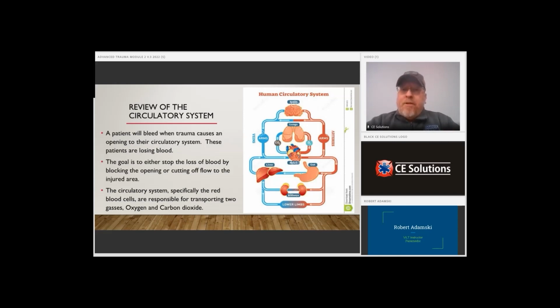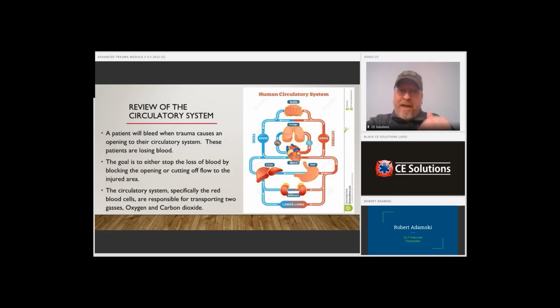Now, it should be noted that when we're talking about arteries and veins, remember, arteries always go away from the heart. Their blood flow always goes away from the heart. Veins, the blood flow always goes back to the heart. So that's your 30-second idiot's guide to the human circulatory system.